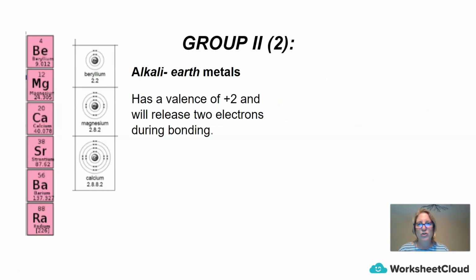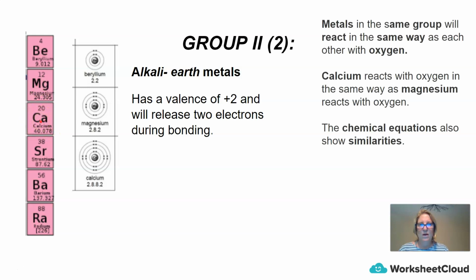If we have a look at group 2, which are the alkali earth metals, you need to learn beryllium, magnesium, and calcium. So metals in the same group will react in the same way when they react with oxygen, which means calcium reacts with oxygen in the same way that magnesium reacts with oxygen, which means that the chemical equations will be similar.